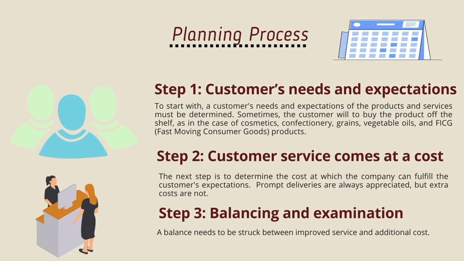Step 2 is customer service comes at a cost. The next step is to determine the cost at which the company can fulfill the customer's expectation. Prompt deliveries are always appreciated, but extra costs are not. Step 3 is balancing and examination. A balance needs to be struck between improved service and additional costs. For example, by deciding to air freight the material, the objective of speedy service to the customer is achieved, but the additional cost could be exorbitant. Or deciding to increase the frequency of replenishment of stock at the warehouse may make the response to customer demand agile, but will burden the product with additional costs.